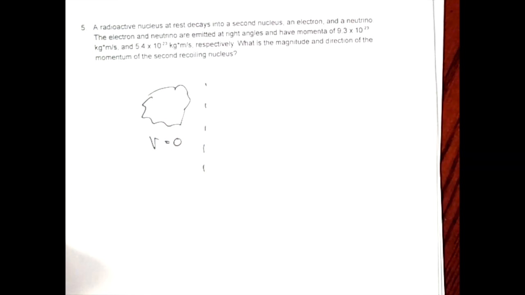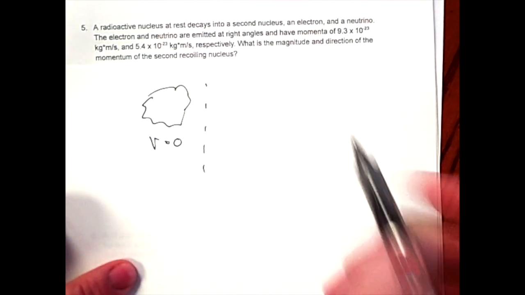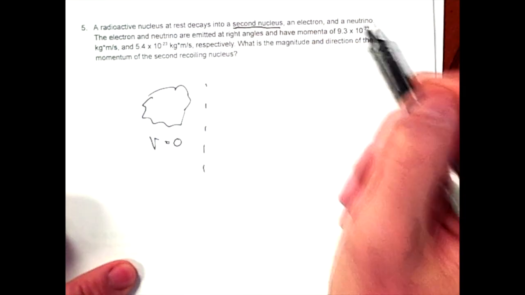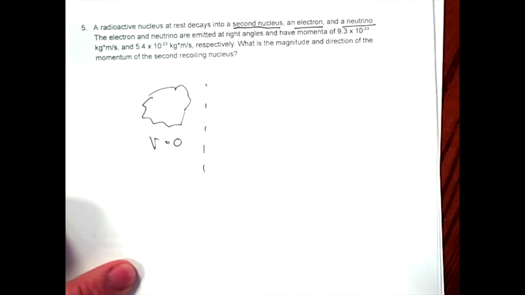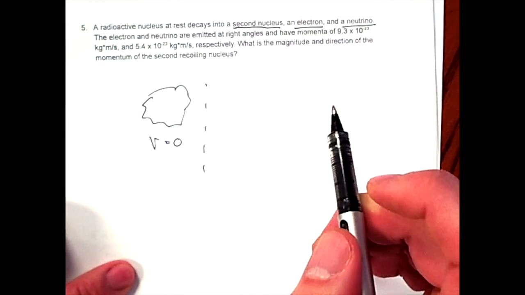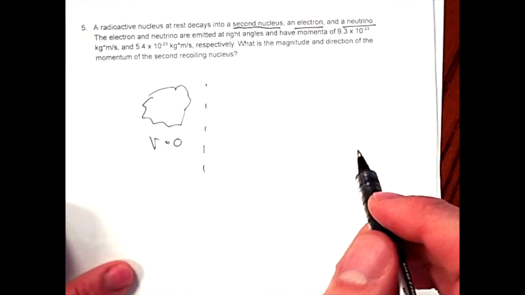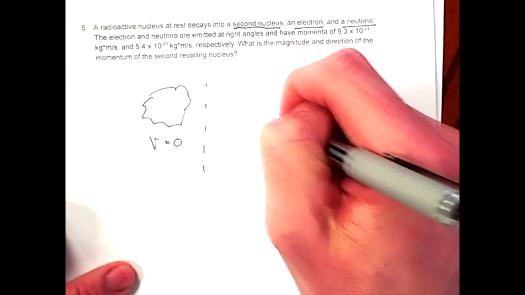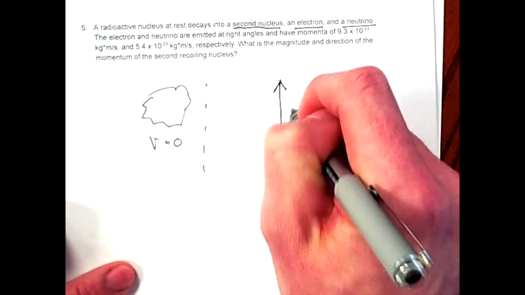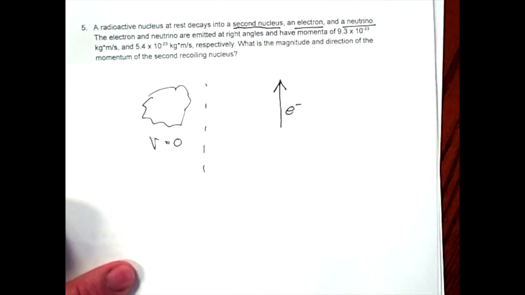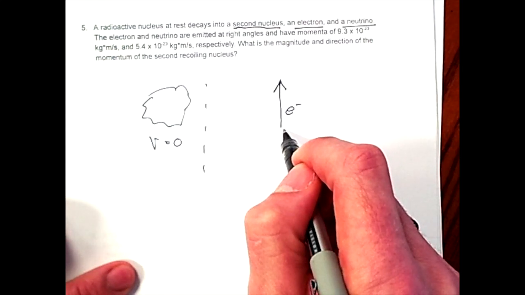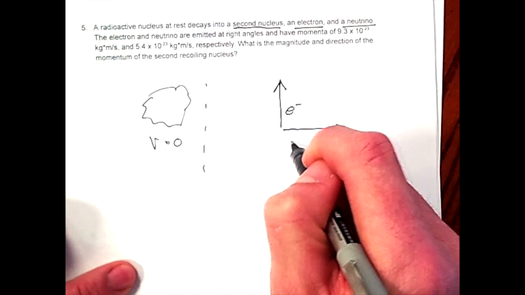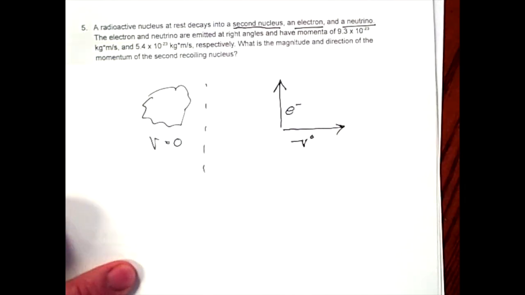In the after picture, I have the nucleus, what's left over, an electron, and a neutrino. So I have 3 objects instead of 2. The electron and the neutrino are emitted at right angles, so I'm going to draw that as up and to the right for my picture. The electron goes this way. E minus is the symbol for an electron. And the neutrino goes this way. Nu, as in the Greek letter nu, is the symbol for a neutrino.